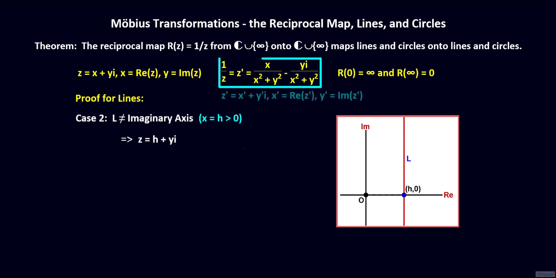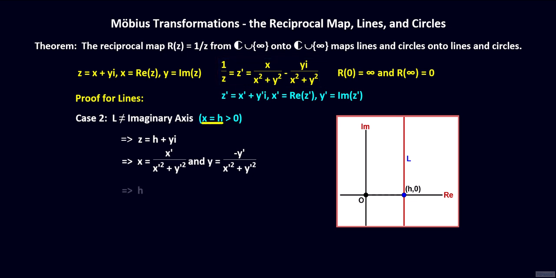Reversing these formulas, if z prime equals x prime plus y prime times i, where x prime and y prime are real numbers, then x should be equal to x prime divided by x prime squared plus y prime squared, and y should be equal to minus y prime divided by x prime squared plus y prime squared. Since x equals h on line L, h should be equal to x prime divided by x prime squared plus y prime squared. Or x prime squared plus y prime squared minus x prime divided by h is 0.